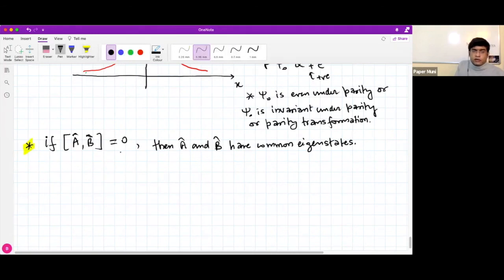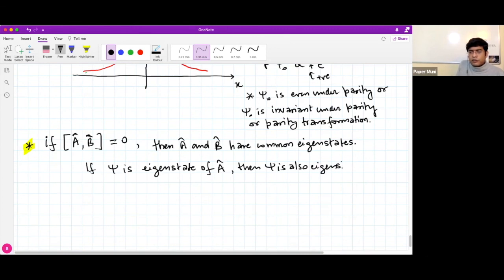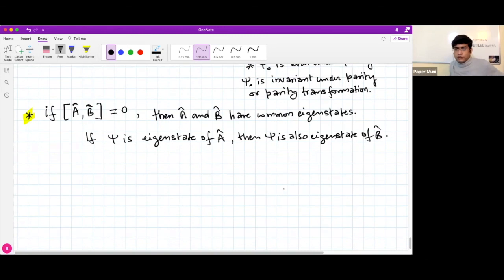Say psi is an eigenstate of A, then psi is also an eigenstate of B. There is a proof for this. I'm not getting into the proof, but the statement which the person made was slightly incorrect. So let's take an example, that H commutes with P.